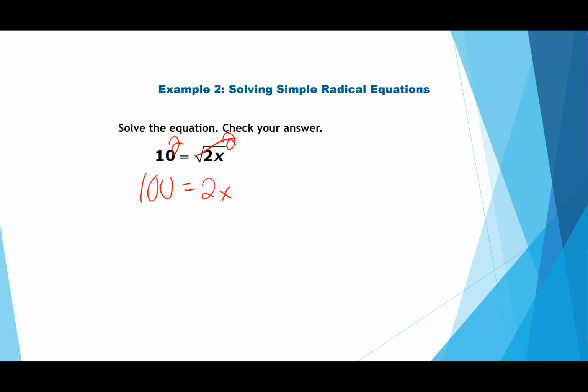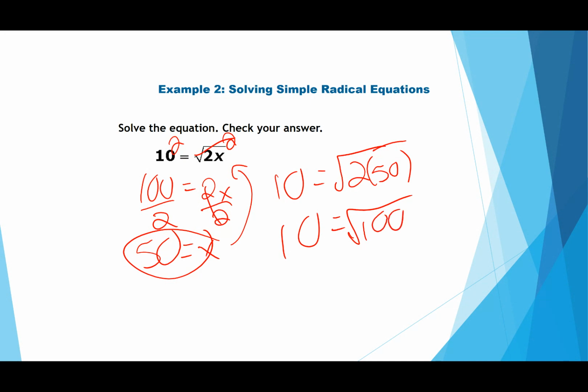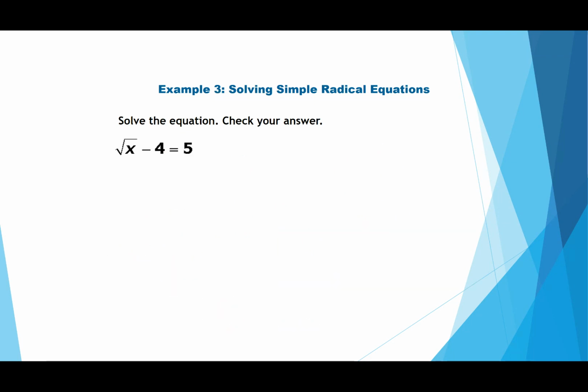Now the square root's gone, now we can divide by 2. So when we divide by 2, we get x by itself. 100 divided by 2 is 50, so x equals 50. And it's helpful to see if that fits if I plug it back in. 10 equals the square root of 2 times 50. Well, 2 times 50 is 100, and we know the square root of 100 is indeed 10. So it's sometimes helpful to double check to confirm that our answer is right.